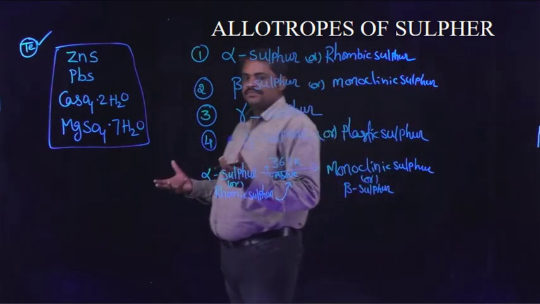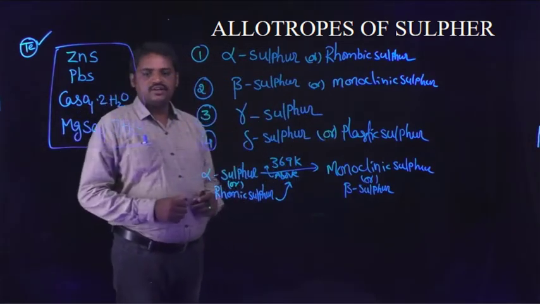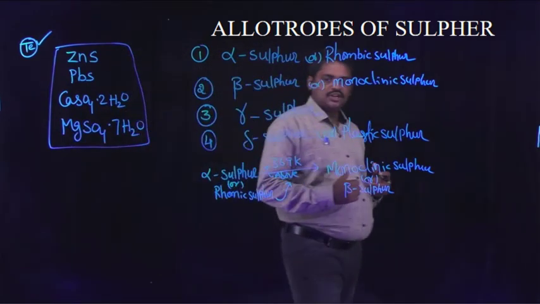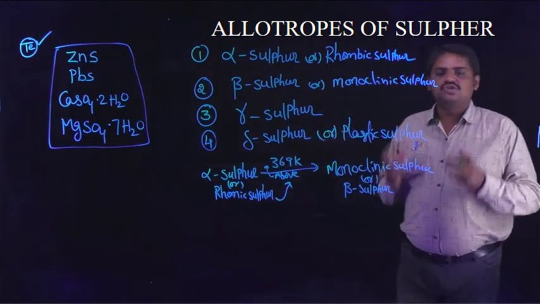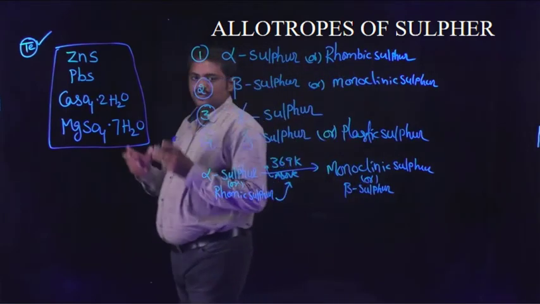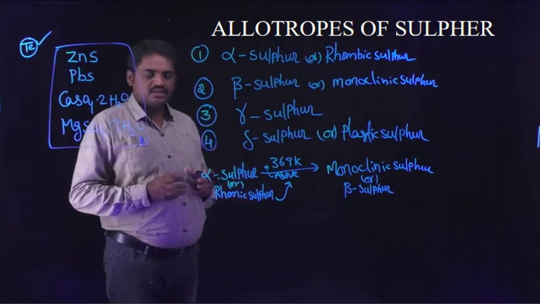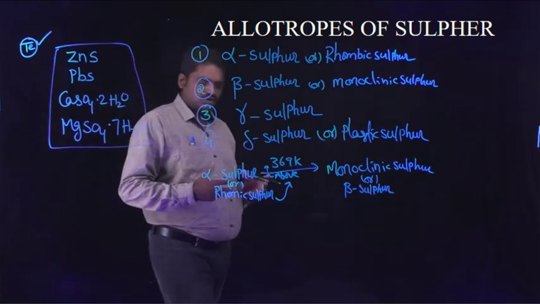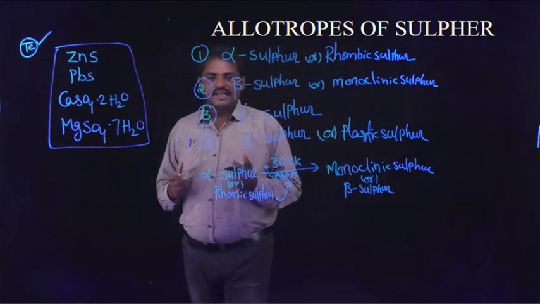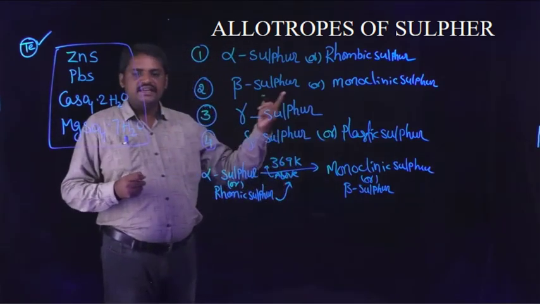Alpha sulfur or rhombic sulfur is the stable allotrope at room temperature. In total, four types of allotropes are observed. Which allotrope is more stable at ordinary conditions? Alpha sulfur, the alpha form or rhombic sulfur, is more stable compared to the other allotropes. The remaining allotropes are all produced under high temperature conditions.